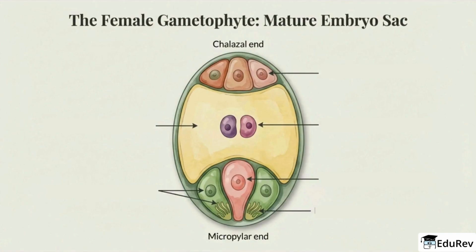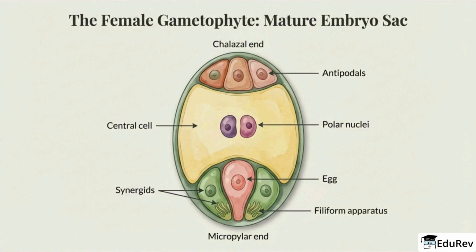The mature embryo sac, or female gametophyte, is organized into specialized cells. At the micropylar end, you find the egg cell flanked by two synergids. The central cell carries two polar nuclei, and at the chalazal end lie three antipodals. The synergids have a filiform apparatus that helps guide the incoming pollen tube toward the egg.